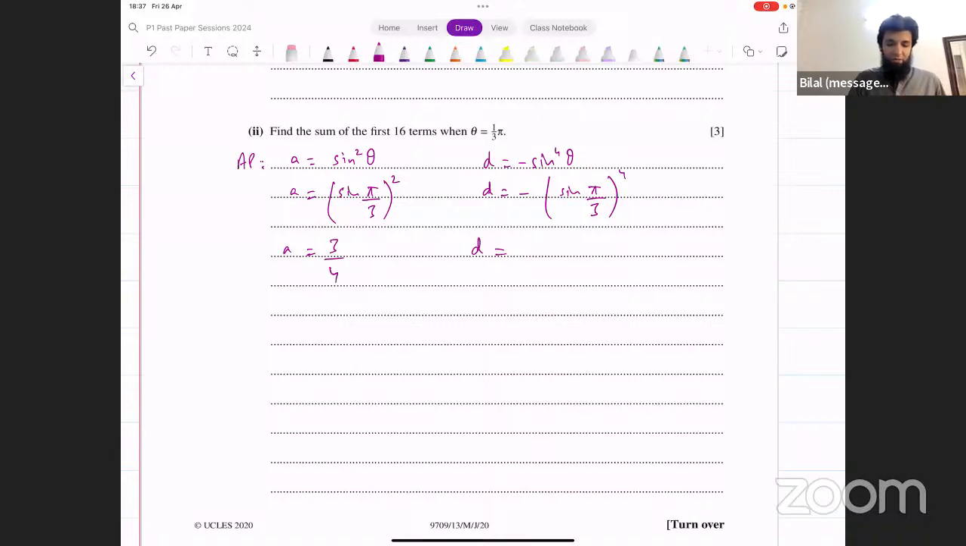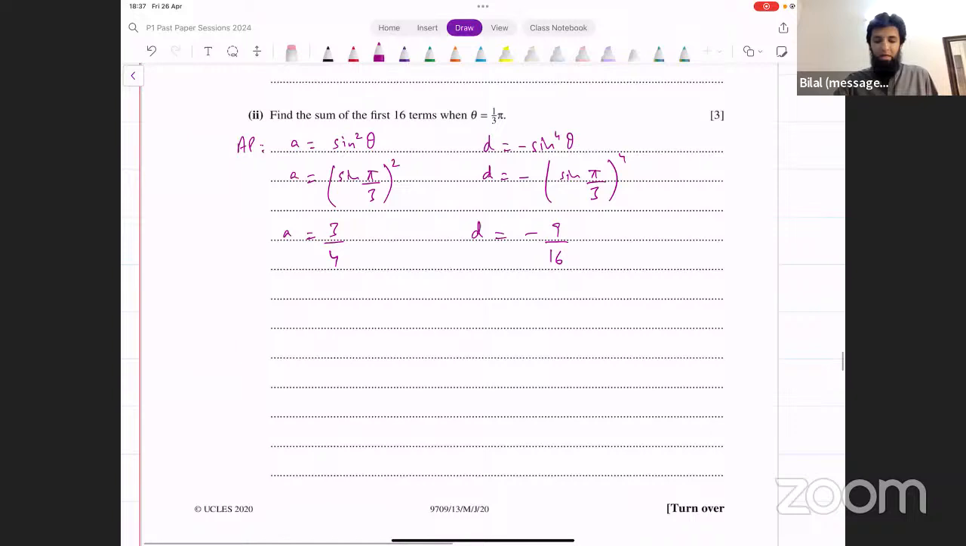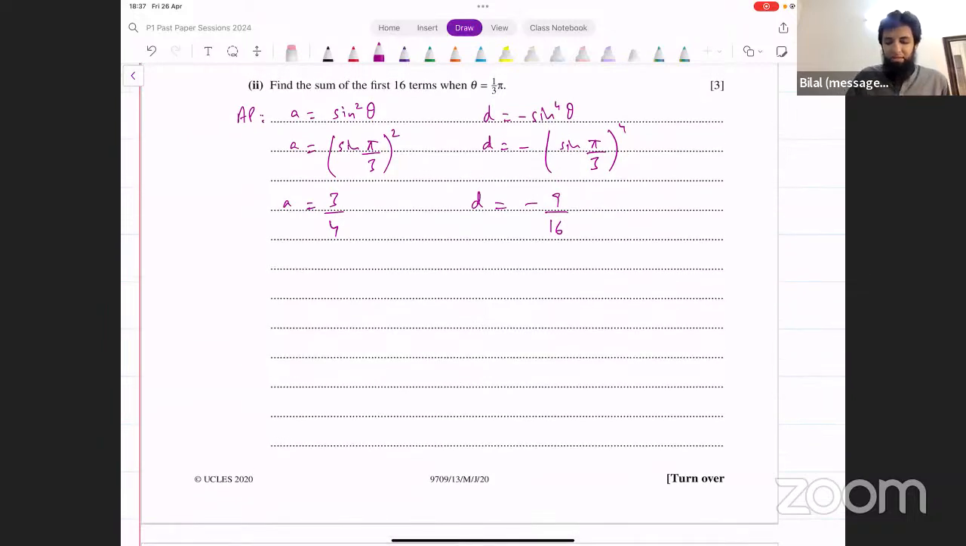Sine pi over 3 raised to power 4. That's minus 9 over 16. And now what are we looking for? Sum of the first 16 terms. It's an arithmetic progression. The sum formula looks like this.